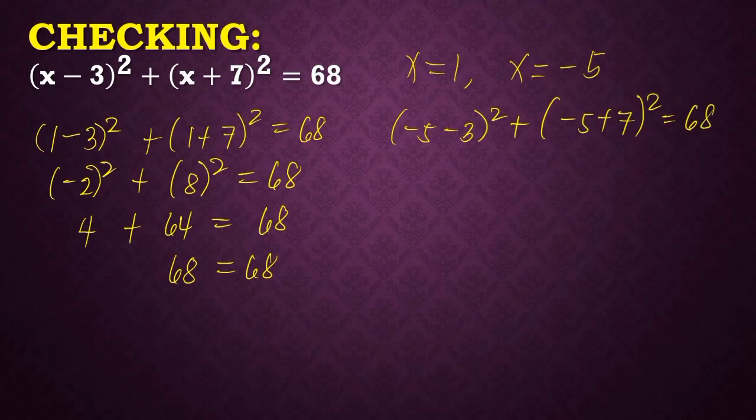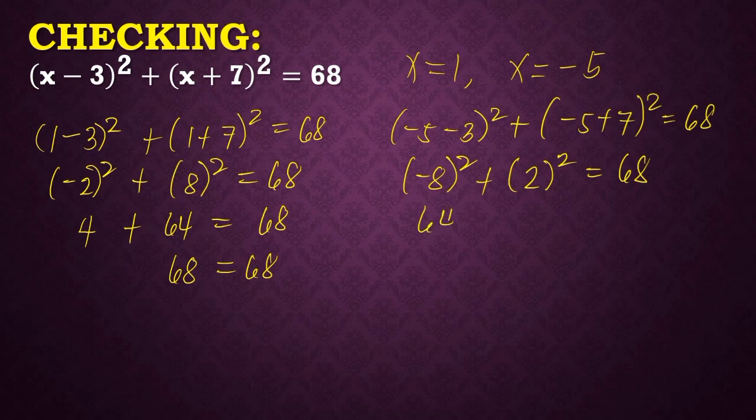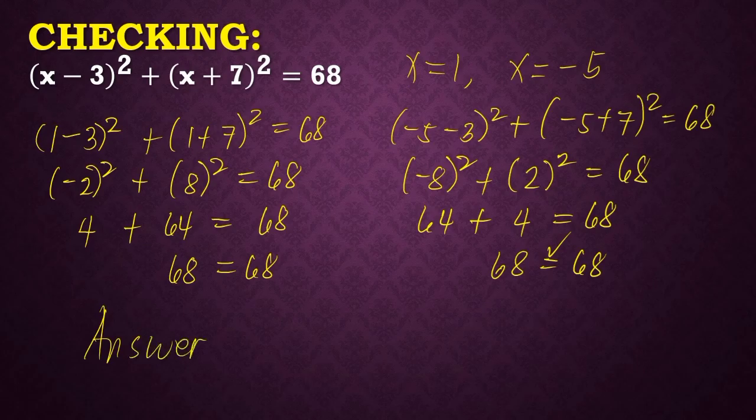Okay. So negative 5 minus 3, that is negative 8 squared, plus negative 5 plus 7, that is positive 2 squared, equals 68. So negative 8 squared, that is 64, plus 2 squared, 4, equals 68. So 64 plus 4, that is 68, equals 68. So tama rin po yung solusyon natin na negative 5. So dahil positive root lang po ang tinatanong ng ating equation, our answer will be x equals 1 lang.